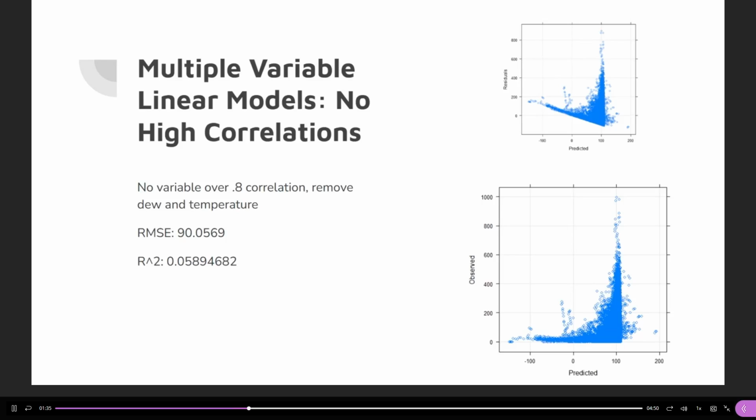The next model only has predictors that do not have a high correlation. In this case, a high correlation is a correlation that is above 0.80. These variables include dew and temperature. This model's RMSE is 90.06 and the R-squared statistic is 0.06.